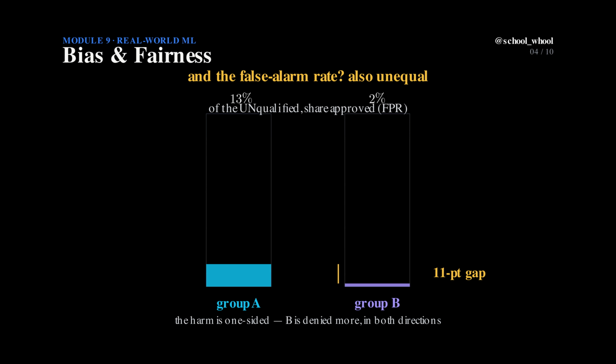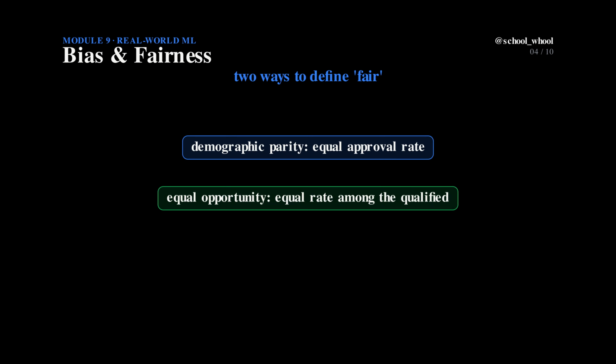There's more than one way to define fairness, and they are not the same thing. Demographic parity wants equal approval rates across groups. Equal opportunity wants equal rates among the qualified. They sound similar, but watch.